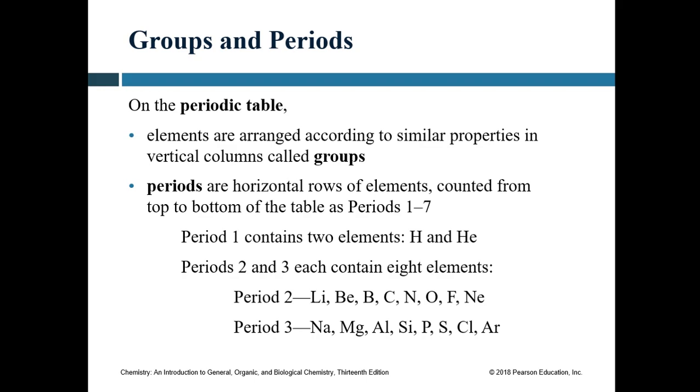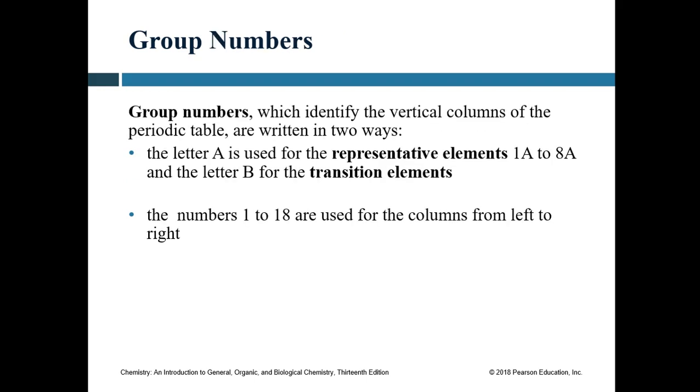So, as I was just pointing out, the reason why I wanted to have that periodic table there was so that you could see them. But we just talked about that elements are arranged according to similar properties in vertical columns called groups. Now, periods are horizontal rows counted from the top to bottom as periods 1 through 7. And I already mentioned period 1 and period 2 and 3.